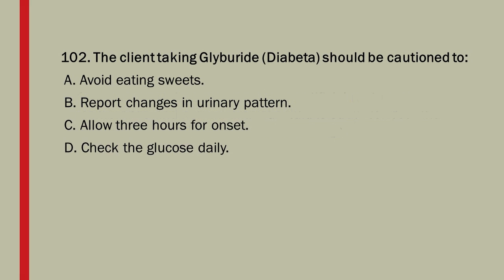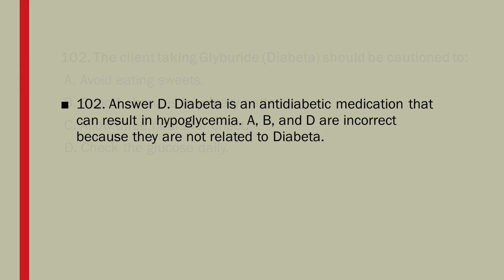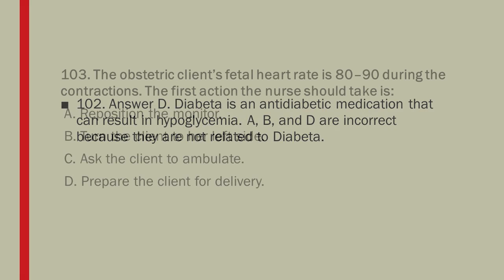102. The client taking Glyburide, Diabeta, should be cautioned to A. Avoid eating sweets. B. Report changes in urinary pattern. C. Allow 3 hours for onset. D. Check the glucose daily. 102. Answer D. Diabeta is an antidiabetic medication that can result in hypoglycemia. A, B, and C are incorrect because they are not related to Diabeta.